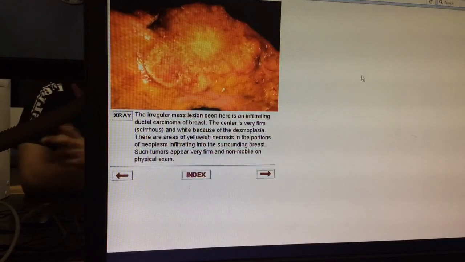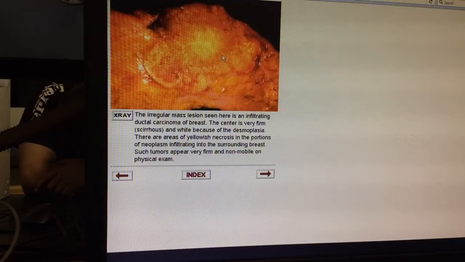This gross specimen represents breast tissue, and this lesion is a poorly circumscribed, infiltrative, white lesion in the breast. If we touch it, it is usually firm to hard, not as soft as this normal breast tissue, and this represents mainly ductal carcinoma or invasive carcinoma of the breast.